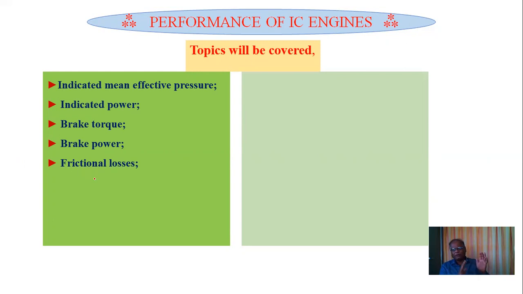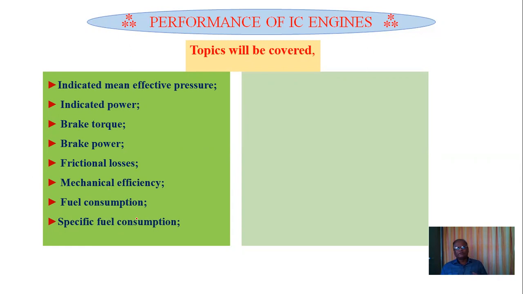When the power developed inside the engine cylinder is transferred to the crankshaft of an engine, there are some losses due to the friction between the moving and rotating parts of the engine. We call these frictional losses. How well the engine converts that indicated power into useful mechanical power with the help of the mechanical components is the mechanical efficiency. And how much fuel is consumed to develop these powers.